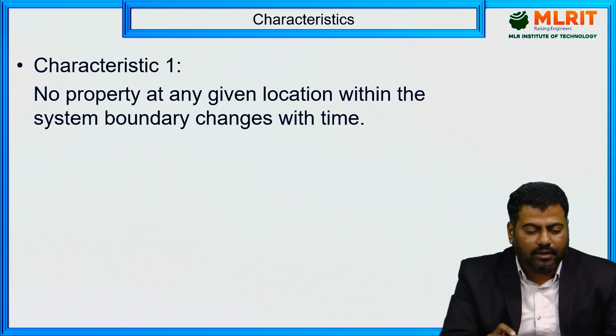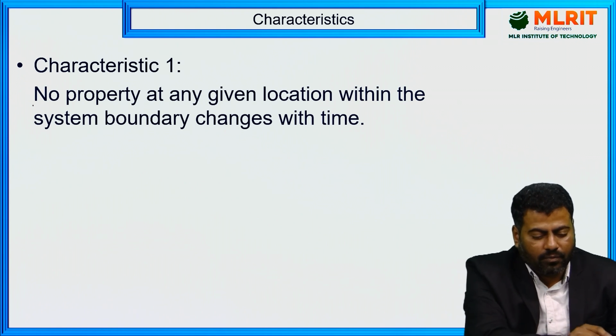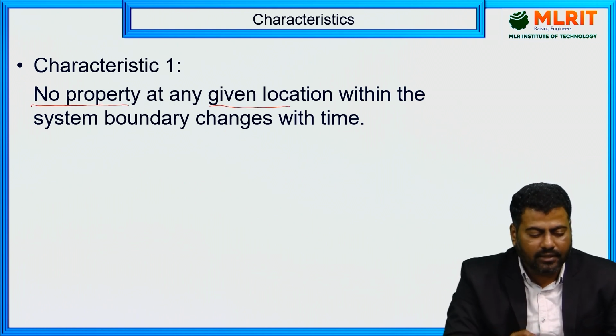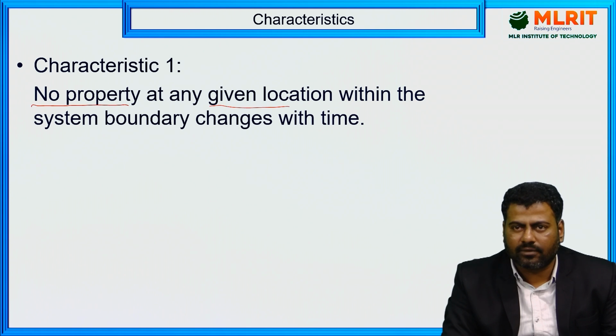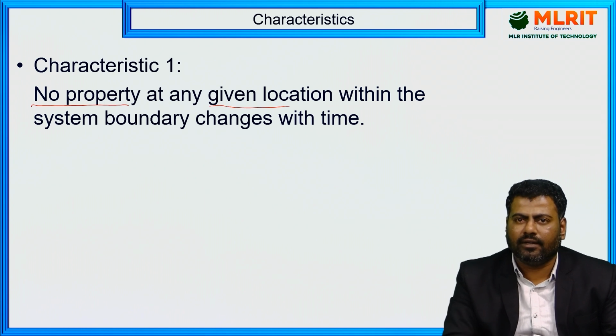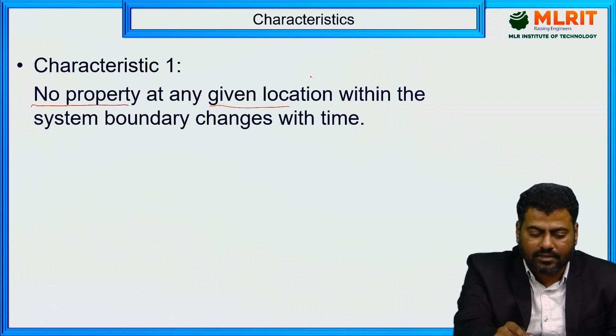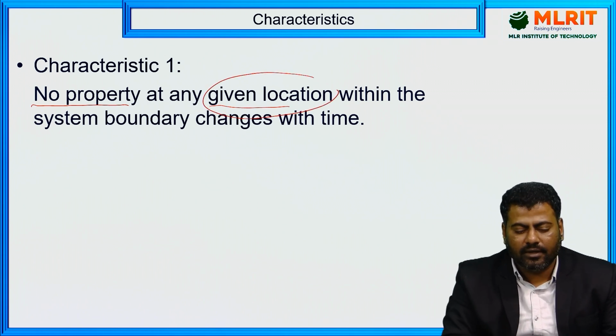Characteristic 1 is that no property at any given location within the system boundary changes with respect to time. Already we discussed that, right? No macroscopic thermodynamic property; for example, pressure, temperature and volume. With respect to time, these properties at given locations within the system boundary don't change. That is the first characteristic.